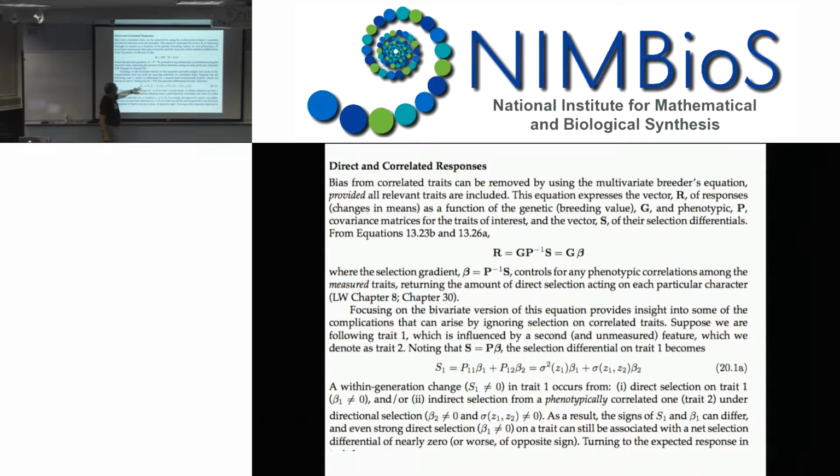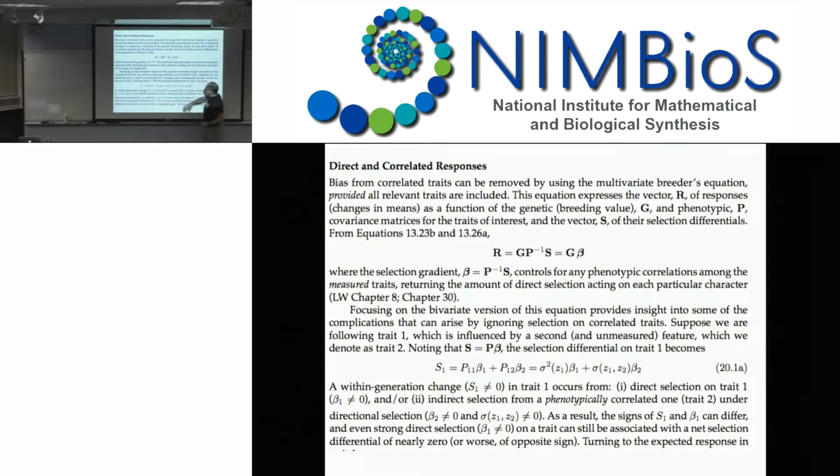So for two characters, we can write the within generation change in character 1 is direct selection on character 1. So P11 simply means the phenotypic variance of trait 1, plus P12 means are trait 1 and trait 2, are their phenotypes correlated? And if so, then S will also reflect the selection on trait 2. This is your key equation. Suppose S is 0. And you have two traits, trait 1 and trait 2.